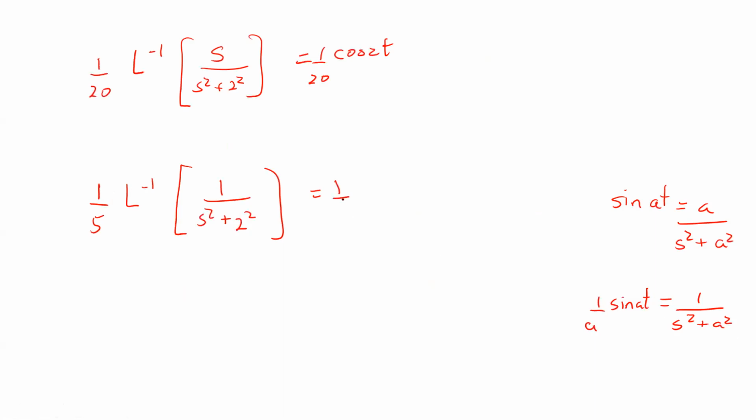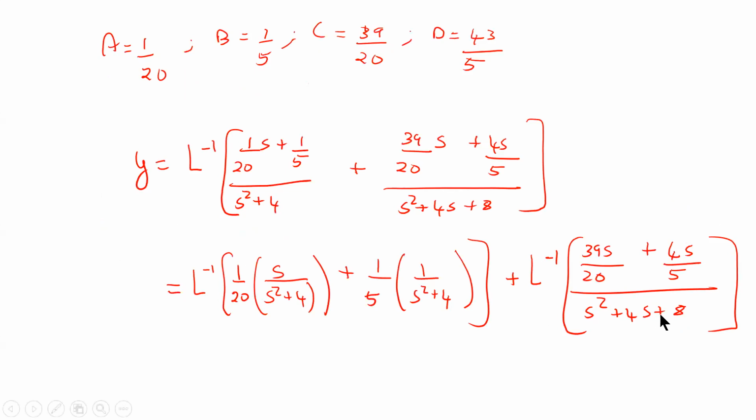So 1 by 5 is already there, and then we have 1 by 2 sine 2t. So this is your transformation. This will actually become 1 by 10 now. So we found the Laplace transform of the first two quantities here. Now we have to find the Laplace transform of this quantity. That is what we'll do in the next step.